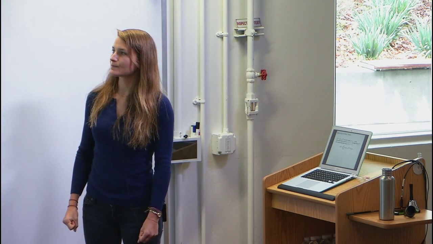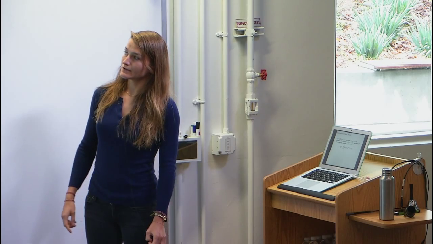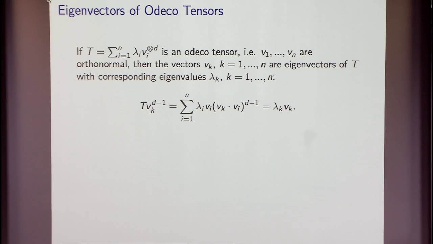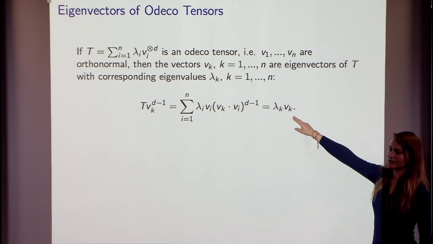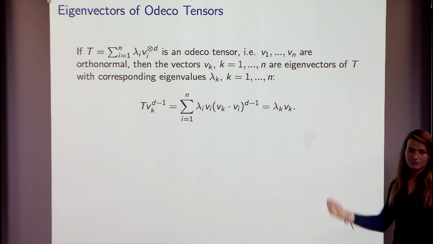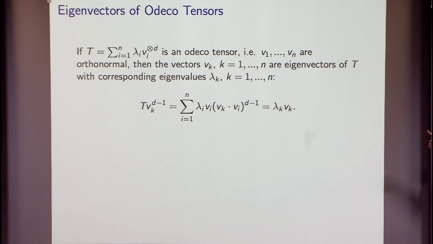Let T be odeco with this decomposition, the sum over i from 1 to n of lambda i, v i to the tensor power d, where v1 through vn are orthonormal. Then if we look at the definition of an eigenvector, we see that T times v k to the d minus 1 equals exactly lambda k v k for each of the vectors v1 through vn in the orthogonal decomposition. So this means that all of these are eigenvectors of T.